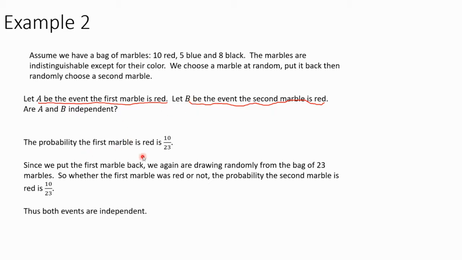Because, for instance, the probability of event A, right, that's 10 out of 23, there's 10 red marbles in there, and there's 23 altogether, right? But we're putting that marble back into the bag, right? So when we're picking a second marble, right, when we're choosing a second marble now, there are still 23 marbles in the bag, right? And there are still 10 red ones. So the probability of B, that's gonna be 10 out of 23, whether the first marble we chose was red or not.